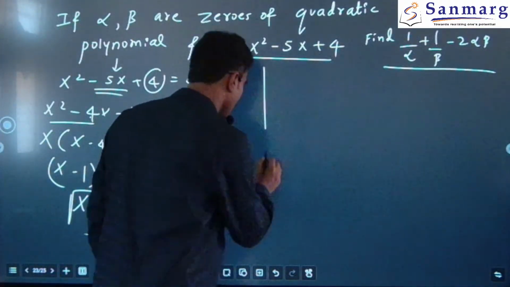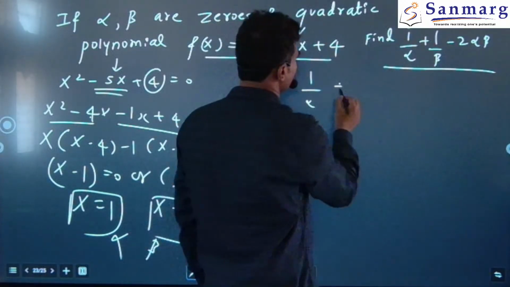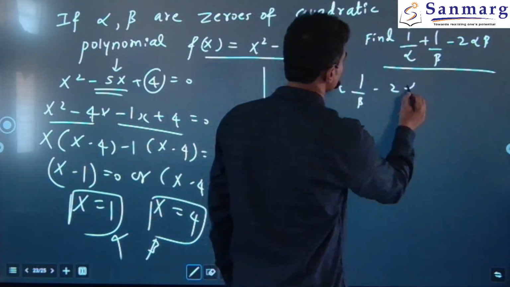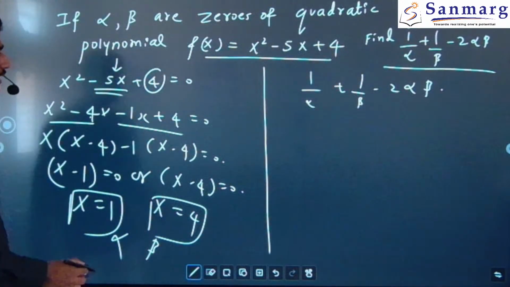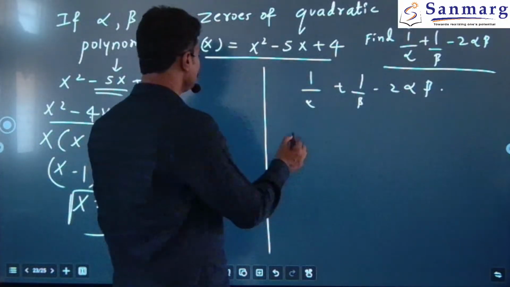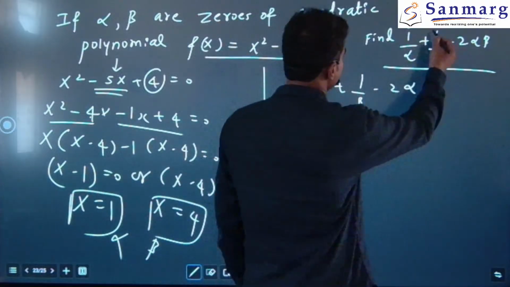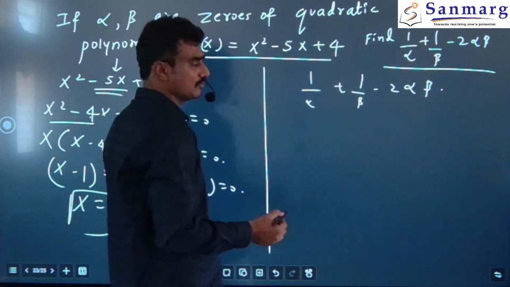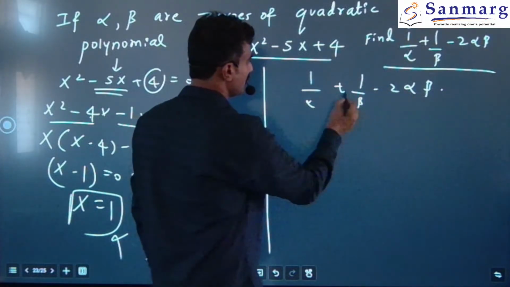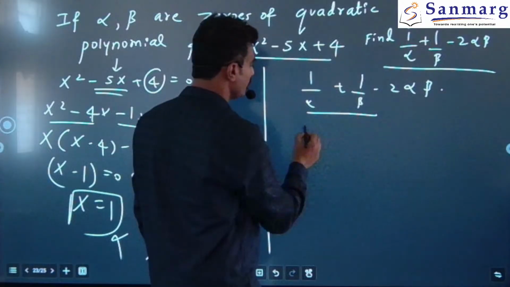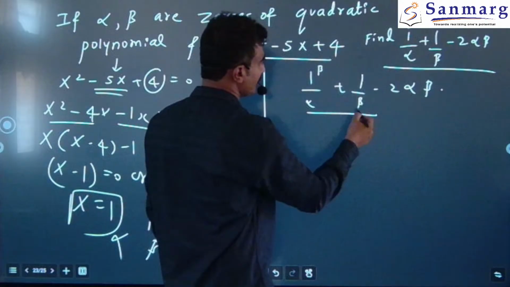But they are asking me to find 1 upon alpha plus 1 upon beta minus 2 alpha into beta. Okay. So how do you find these? So simplify the expression which is given, 1 upon alpha plus 1 upon beta. The LCM will be alpha into beta. So multiply by the LCM. So here alpha, here you should write beta.